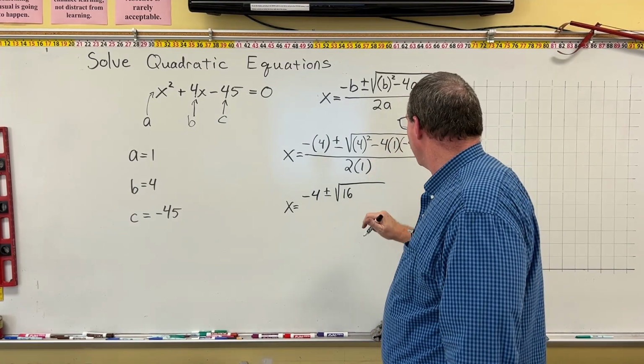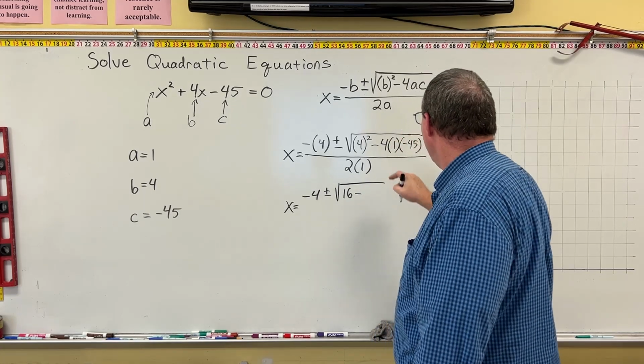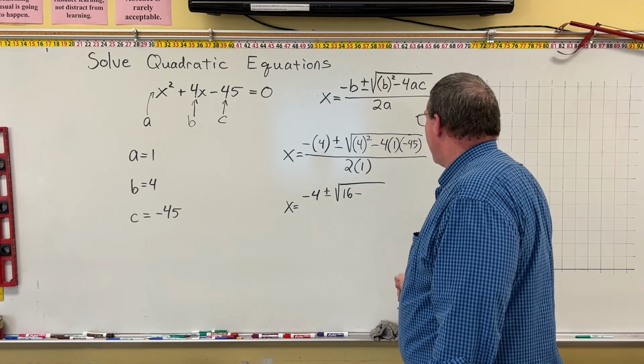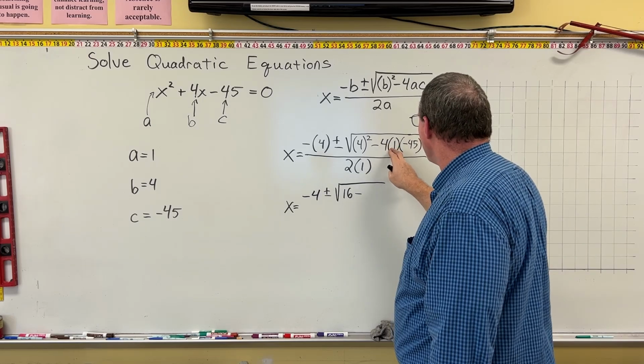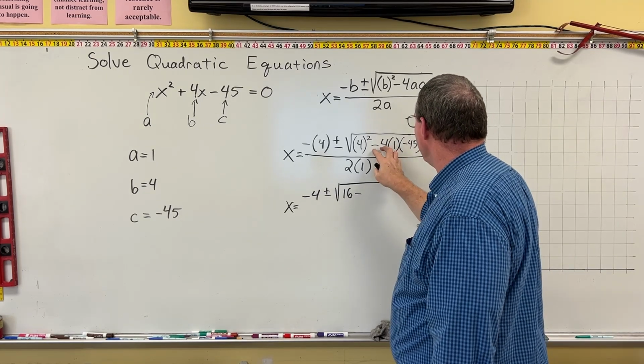Okay? Then we're going to minus. Now, one way to think about it is this is negative 4 times 1 times negative 45. So you could think of it that way.